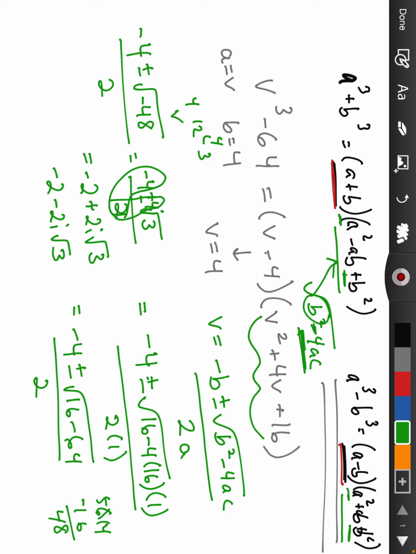So really, you just have to be super careful. So, all of our solutions: 4, and then negative 2 plus 2i times square root 3, and negative 2 minus 2i times the square root 3. So you can see that you have to go careful through these. Maybe solve 1 or 2 on IXL so you make sure that you can do them correctly.